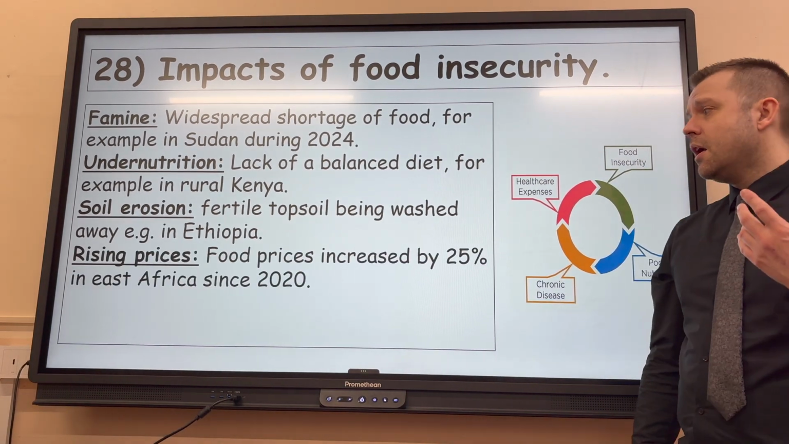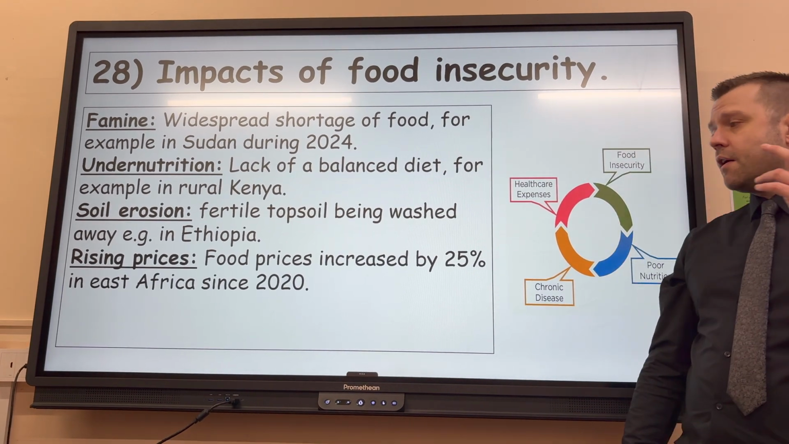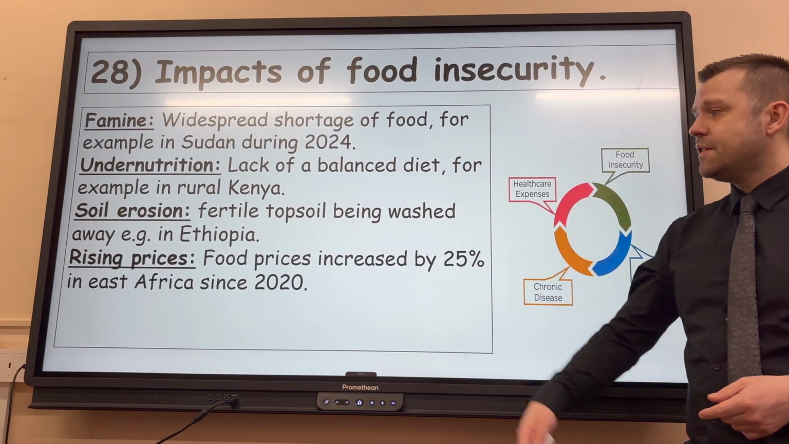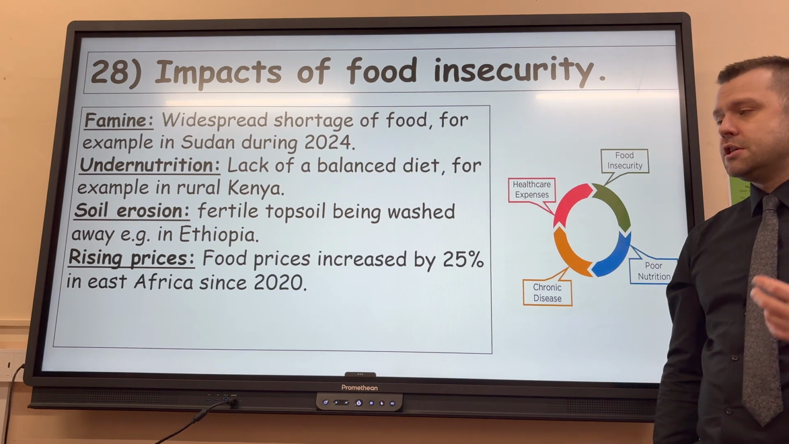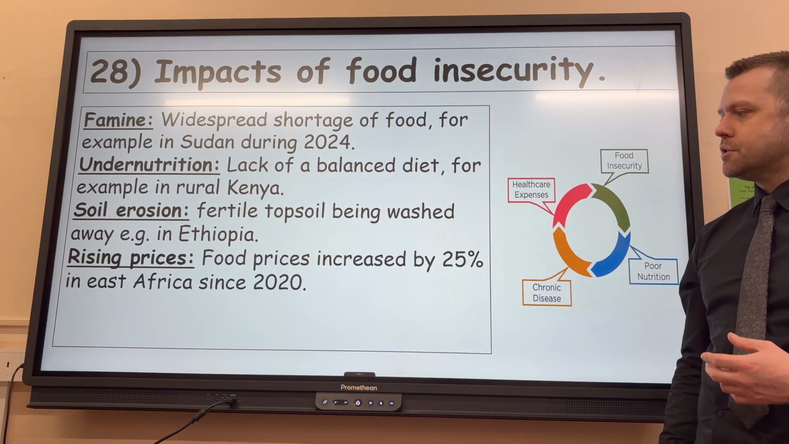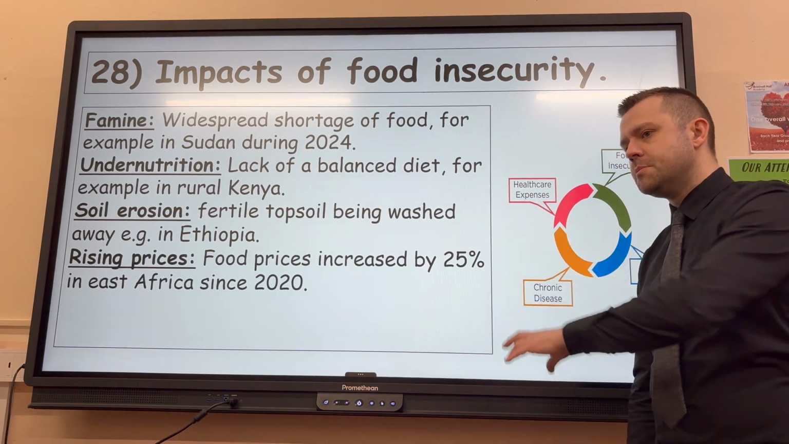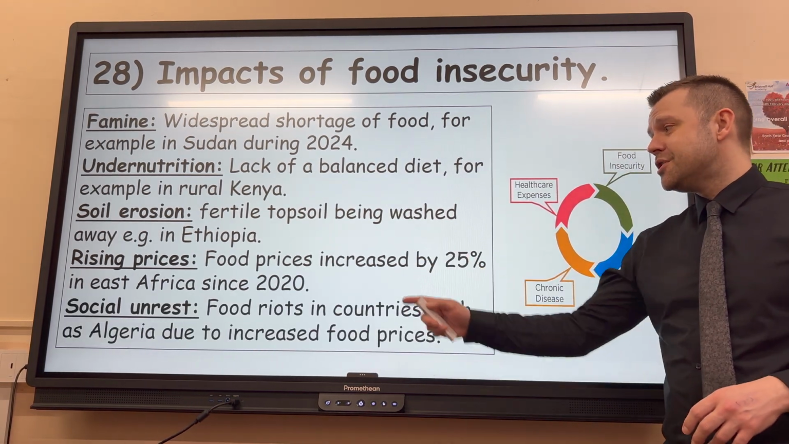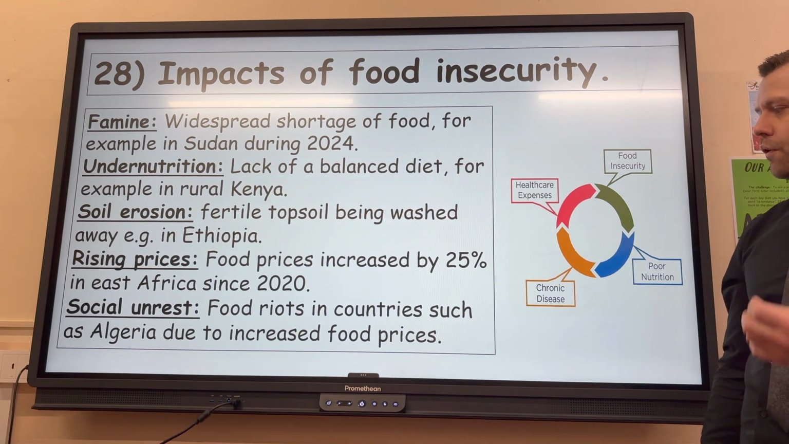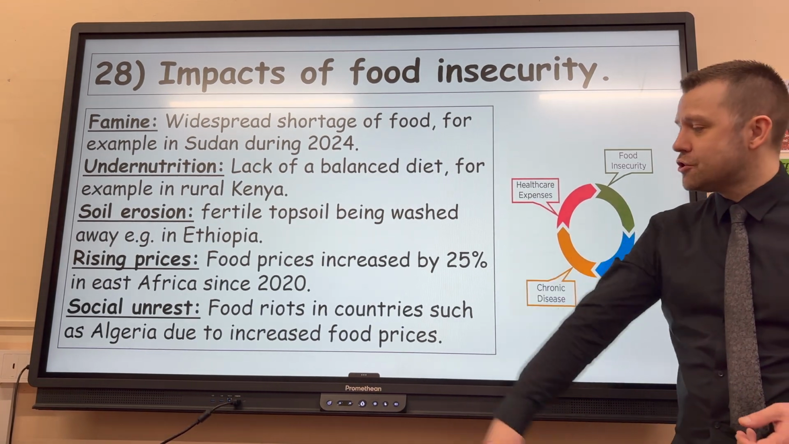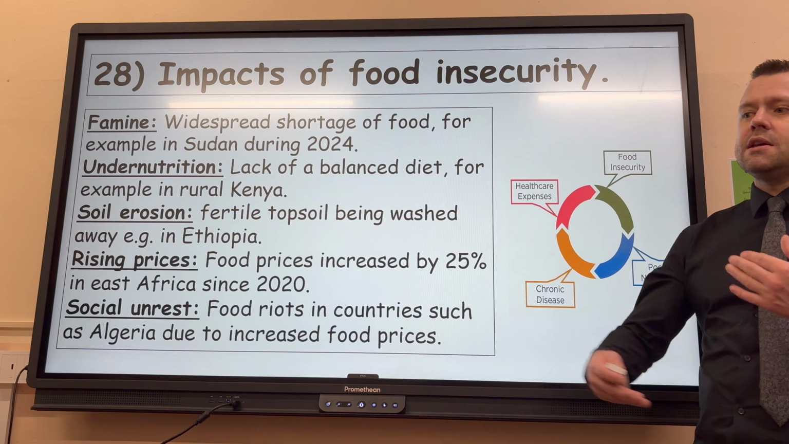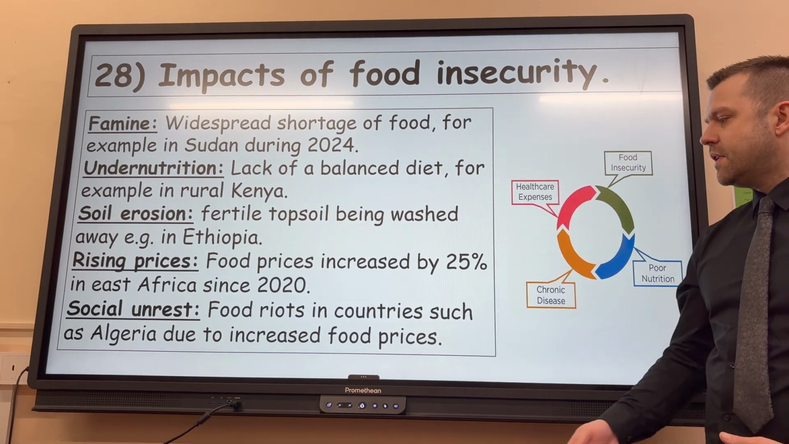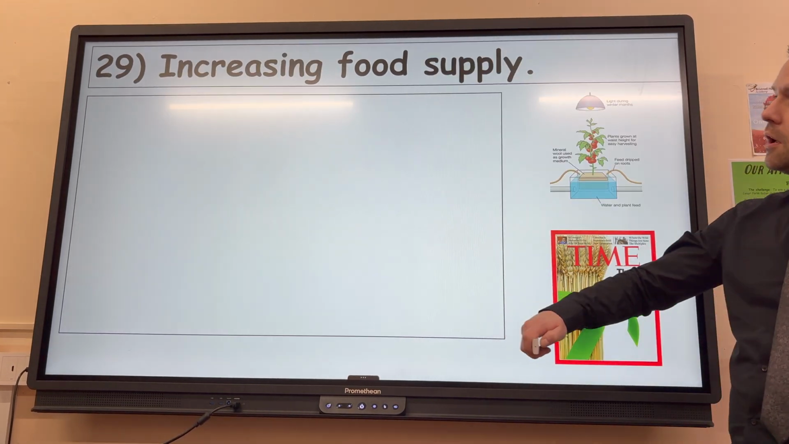Rising prices. In the east of Africa, food prices have increased by 25% or a quarter since 2020, meaning people can't afford as much food, or it becomes a bigger part of their overall budget. And higher prices often lead to social unrest or food riots, such as in Algeria, when rioting kicked off and the government needed to intervene due to increased food prices.